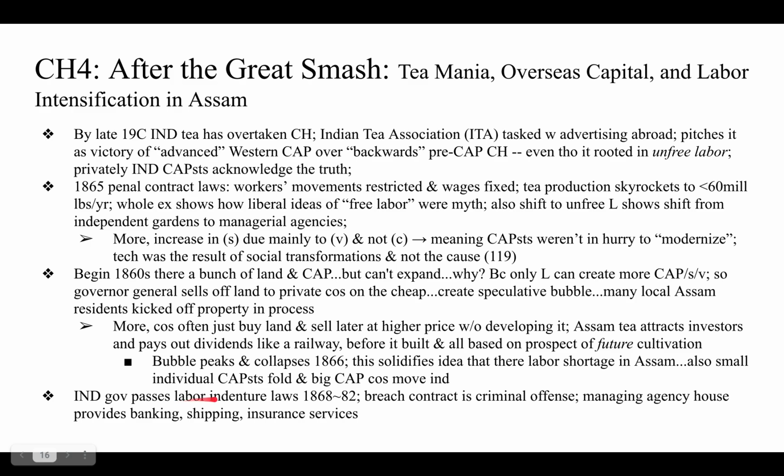The Indian governor passed labor indenture laws in 1862 through 1868 as well that added on to these initial penal contract laws, which made, for example, a breach in contract a criminal offense. And then these managing agency houses turned into giant megacorps which controlled all aspects of production, including banking, shipping, and insurance services.